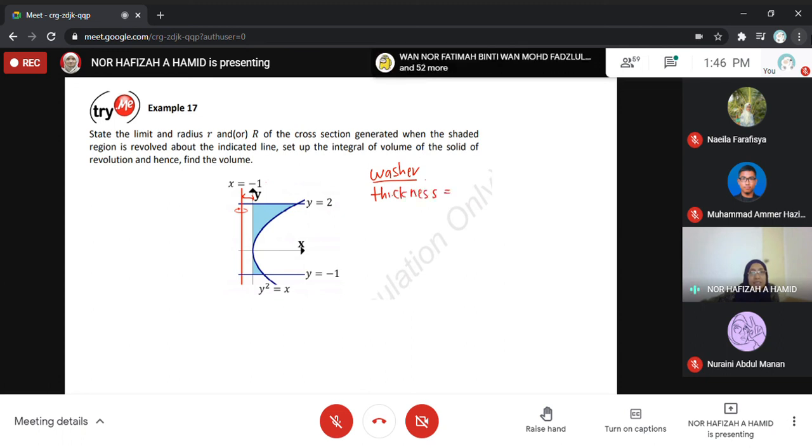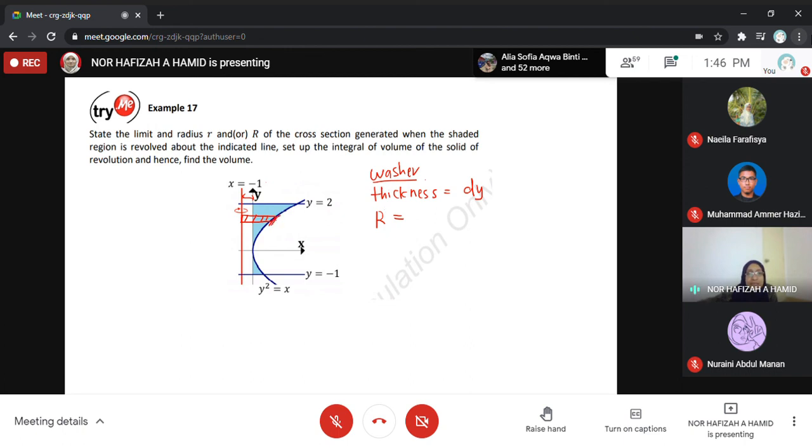Okay, so thickness dia mesti perpendicular lah, strip you. So thickness dia you akan dapat kat sini. Okay, sebab kita akan pakai horizontal strip. Okay, and you determine the outer radius. Outer radius daripada axis of revolution sampai hujung. Okay, so ni you punya outer radius.